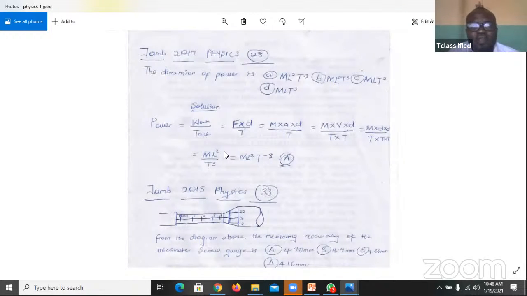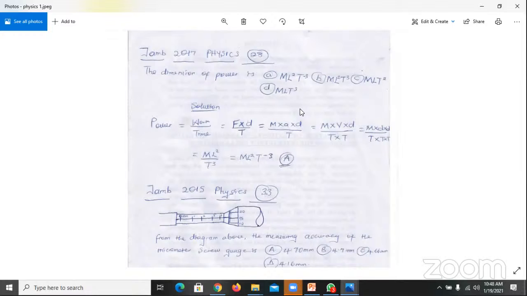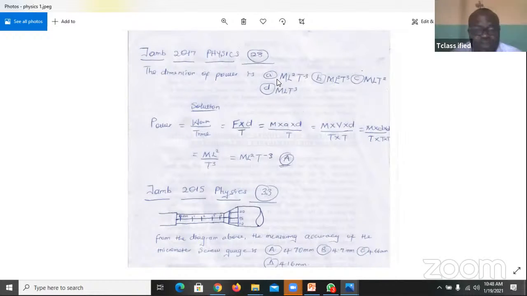We want to know the dimension of power. I want us to understand what dimension means. Whenever we're talking about dimension, we are talking about using the basic or fundamental units to represent the derived unit, taking mass to be M. So whenever you see M, M represents mass. L represents length. T represents time.